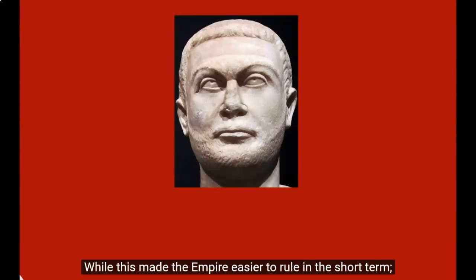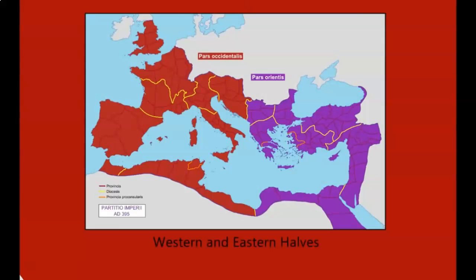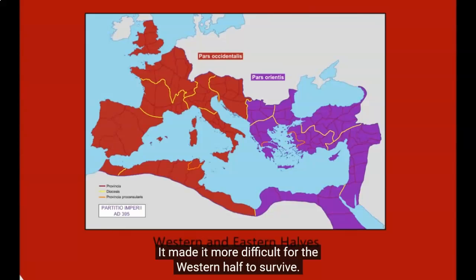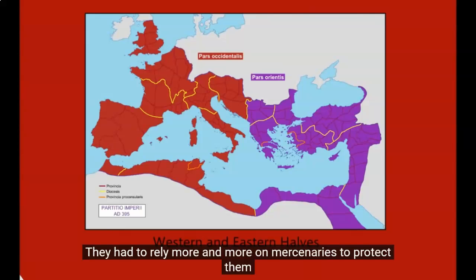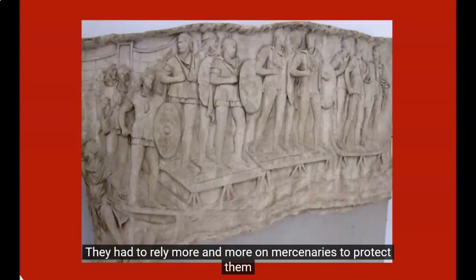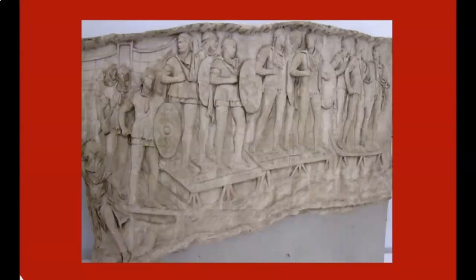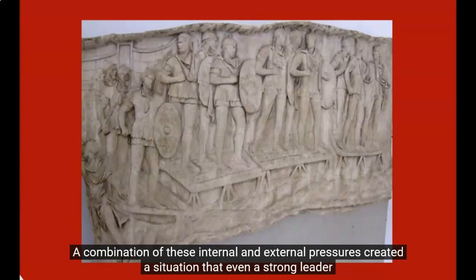While this made the empire easier to rule in the short term, in the long term the 2 halves drifted apart. It made it more difficult for the western half to survive. They had to rely more and more on mercenaries to protect them, and these mercenaries had little to no loyalty to Rome. They only cared about getting paid. A combination of these internal and external pressures created a situation that even a strong leader would have had trouble dealing with, let alone corrupt and sometimes crazy emperors.